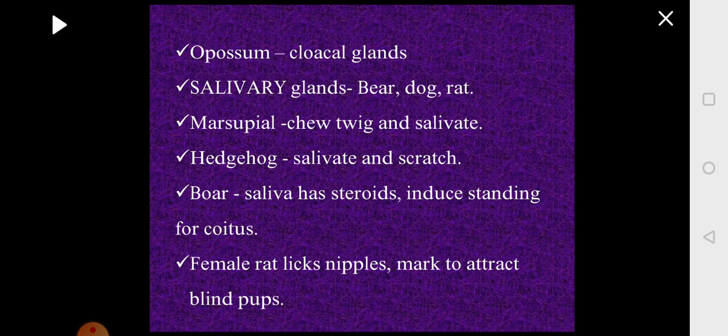The bear, dog and rat will secrete pheromones from the salivary glands, released along with the saliva. Another marsupial will chew a twig, and where the twig is bitten, there it will salivate to mark the territory. Hedgehog will salivate and scratch.